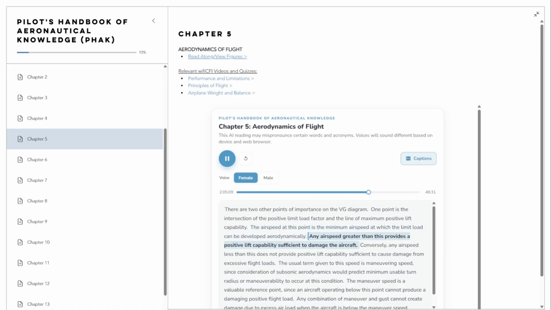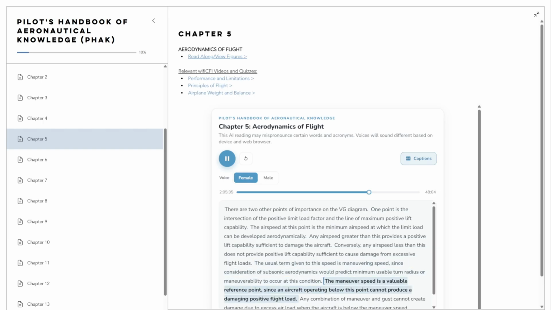Any airspeed greater than this provides a positive lift capability sufficient to damage the aircraft. Conversely, any airspeed less than this does not provide positive lift capability sufficient to cause damage from excessive flight loads. The usual term given to this speed is maneuvering speed, since consideration of subsonic aerodynamics would predict minimum usable turn radius or maneuverability to occur at this condition.